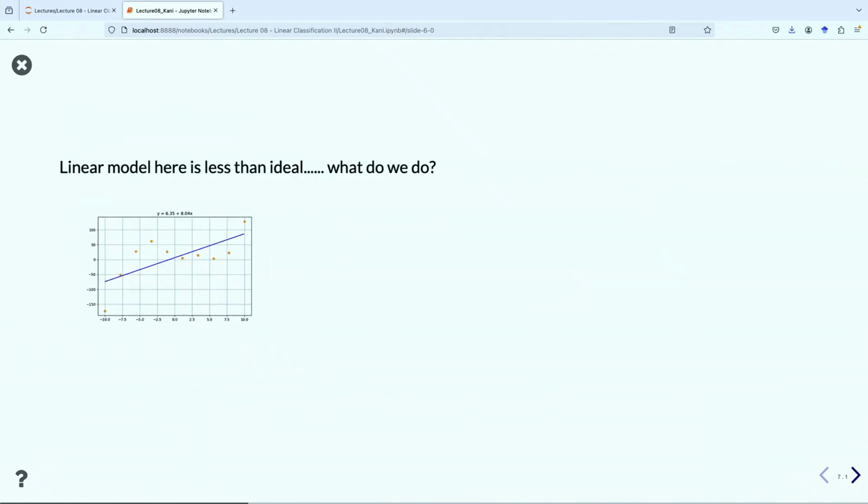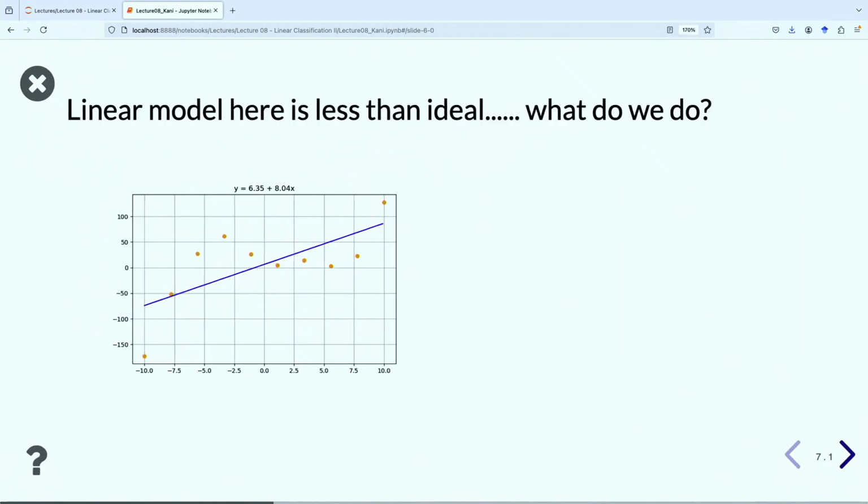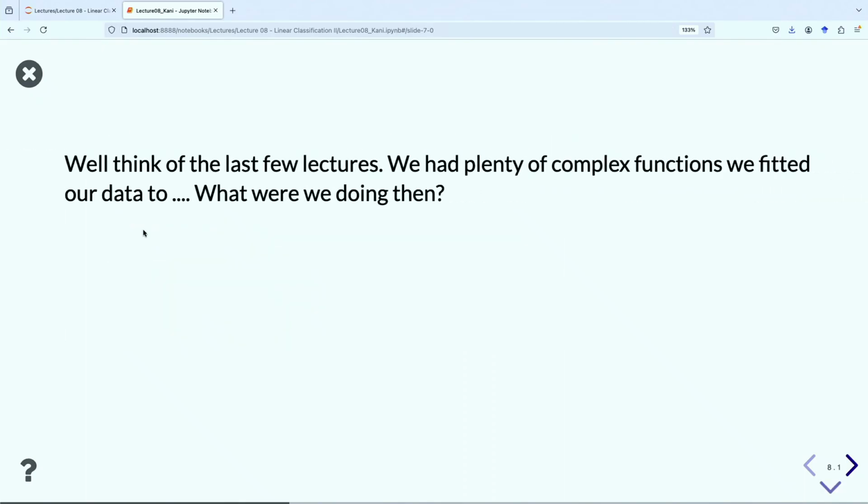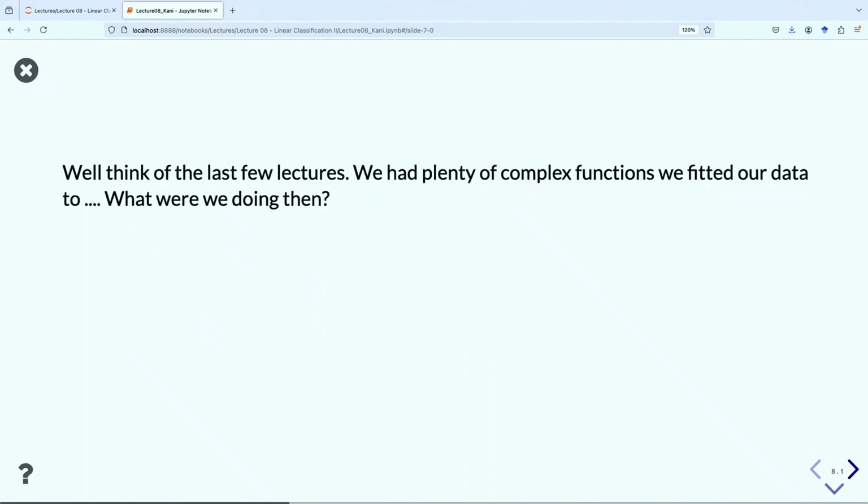So this is the optimal linear model. Again, not ideal. It's not horrible, actually, given all the terrible fits I've seen. Not the worst fit in the world, but it's not optimal, right? So what do we do in this case? Well, we think about the last couple lectures. We fitted way more complex models than those linear models to the data. So I guess we'll just have to do that again.